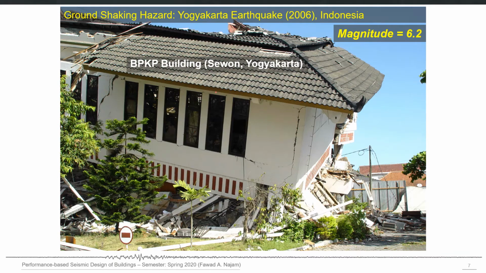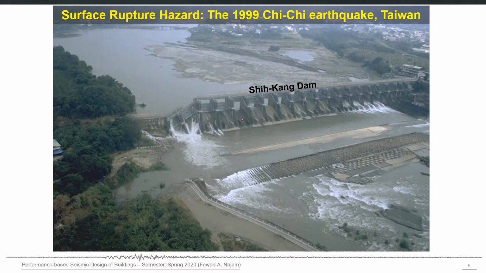Another example from Yogyakarta, Indonesia in 2006, this was the result of a magnitude 6.2 earthquake event. So you can see here that this earthquake caused severe damage to several structures. Some of them were completely collapsed, some were partially collapsed. So earthquakes induce a huge structural as well as non-structural loss to different residential buildings and commercial buildings.